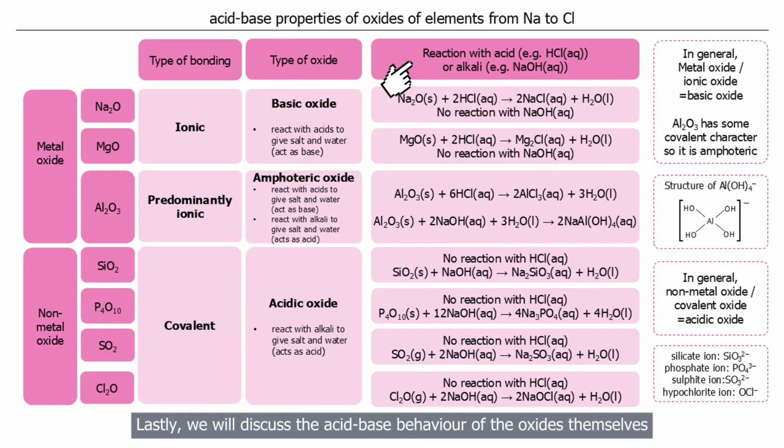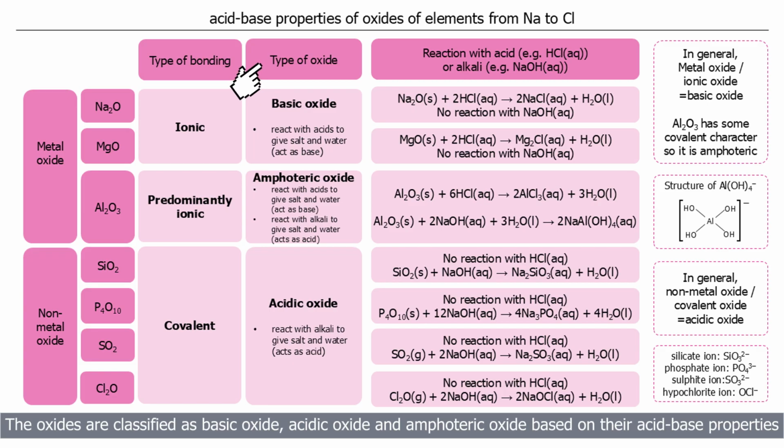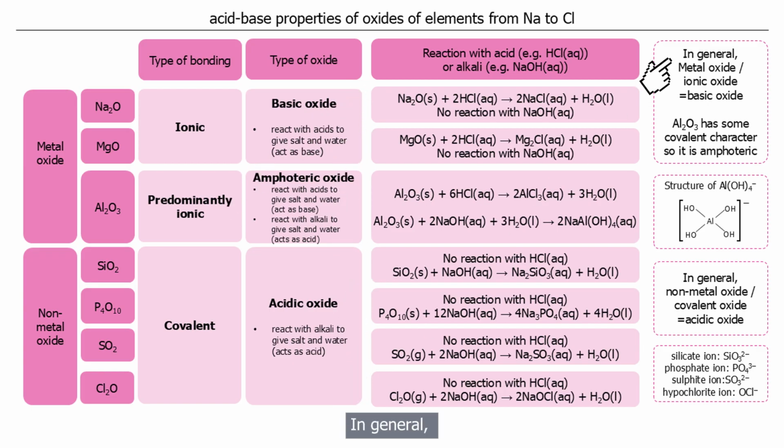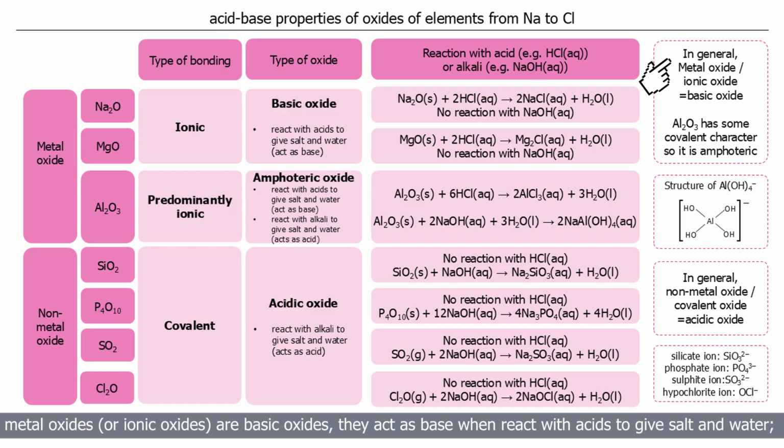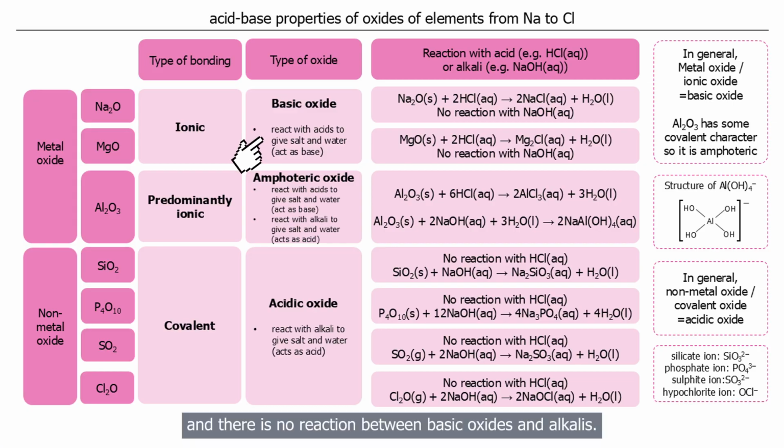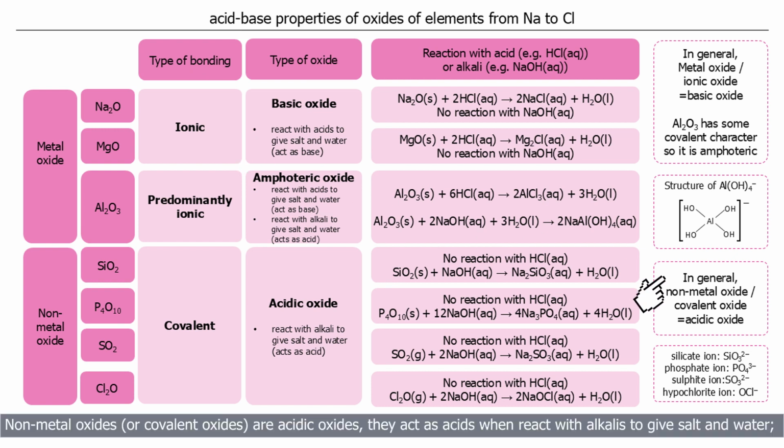Lastly, we will discuss the acid-base behavior of the oxides themselves through the neutralization reactions between the oxides and acids or alkalis. The oxides are classified as basic oxide, acidic oxide, and amphoteric oxide based on their acid-base properties. In general, metal oxides or ionic oxides are basic oxides. They act as base when they react with acids to give salt and water, and there is no reaction between basic oxides and alkalis. Non-metal oxides or covalent oxides are acidic oxides.